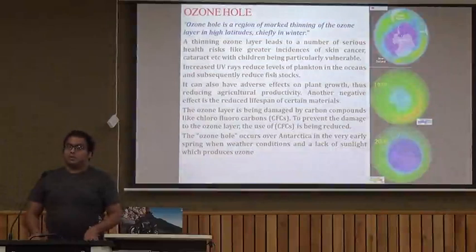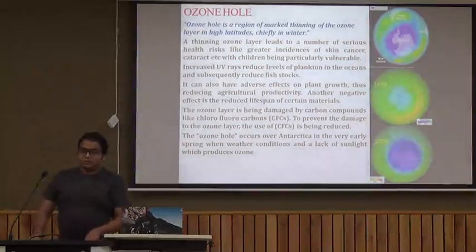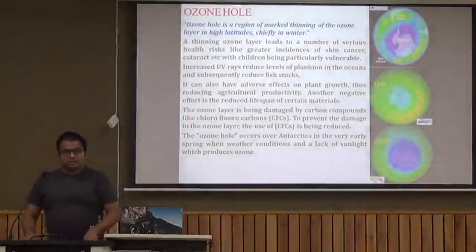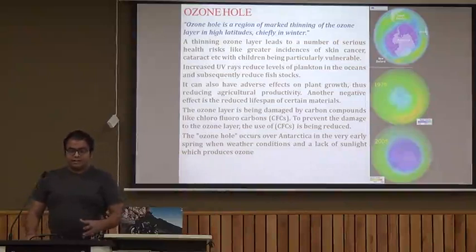Nowadays, what we are observing are ozone holes. These are certain regions in the ozone layer where the percentage of ozone decreases in the atmosphere, and as a result, the UV rays are able to reach the Earth's surface, causing damage to various life forms. An ozone hole is a region of marked thinning of the ozone layer at high altitudes, chiefly observed during winter. A thinning ozone layer leads to a number of serious health risks like skin disease, cancer, and cataract.